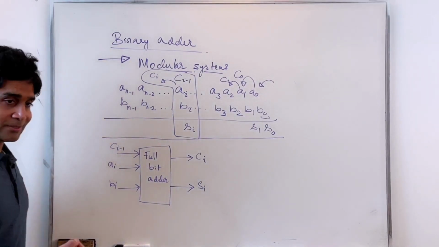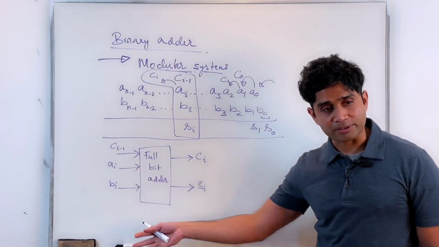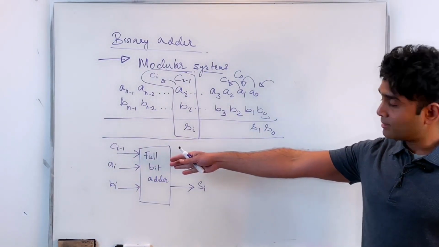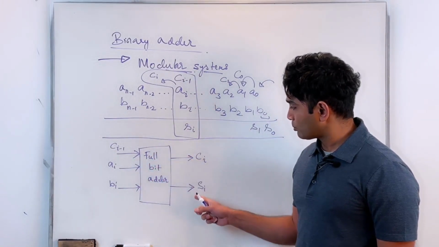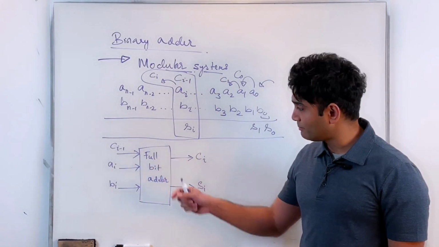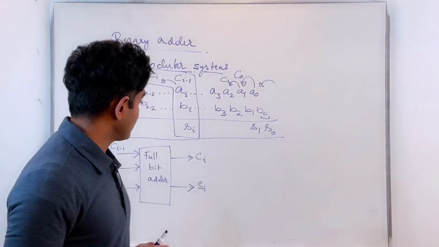We have actually constructed that module. Now I can easily build it because that's a simple combinational circuit. I know what the inputs are. I have 3 inputs, 3 bits. I have 2 outputs, Si and Ci. I can easily build that. I can use the K-map approach to build that. No problem with that, right?